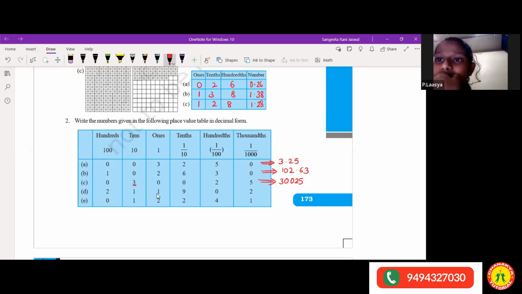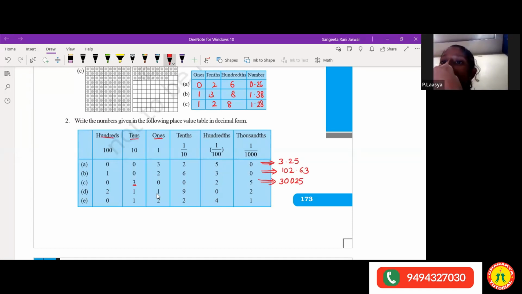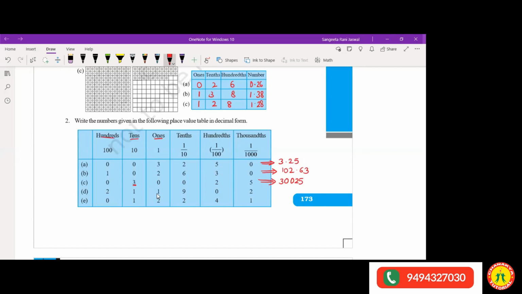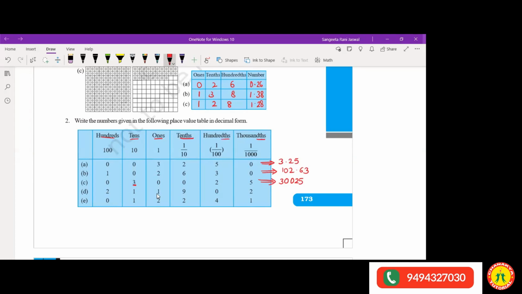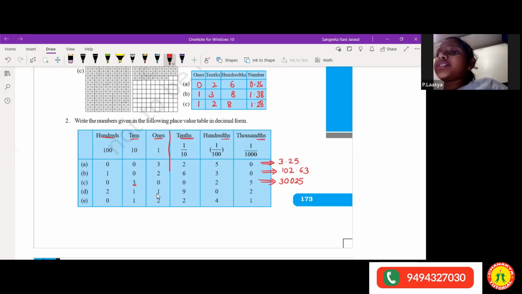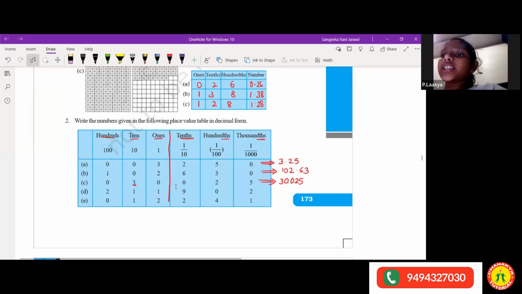No, ma'am. Look here, this is ones placement. See, in your previous classes when you studied number and place values, it started with ones, tens, hundreds. Now this is tenth, hundredth, thousandth. These are all decimal places. Okay, understood, ma'am. At this point you get all decimals. Between 0 and 0, ma'am.